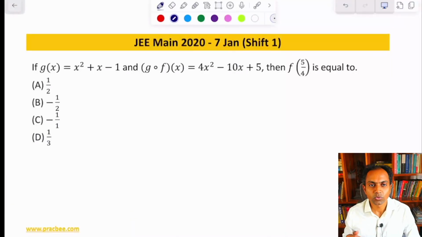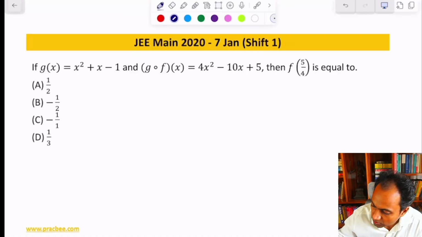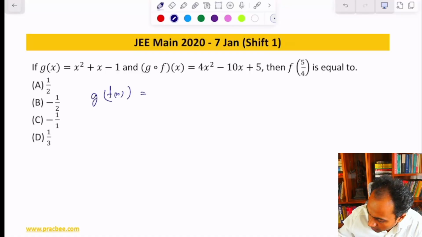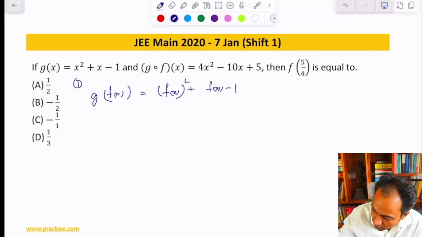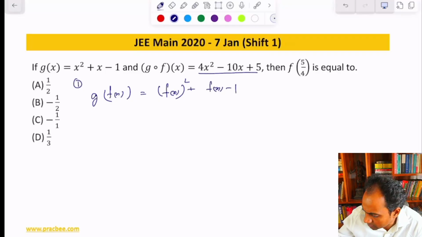If I look into this next 2020 question, again it takes the advantage of the basic definition. It says that if you put a function in place of f(x), it is going to become (f(x))² + f(x) - 1. This is what g(f(x)) will look like, but they have also given an answer to this.